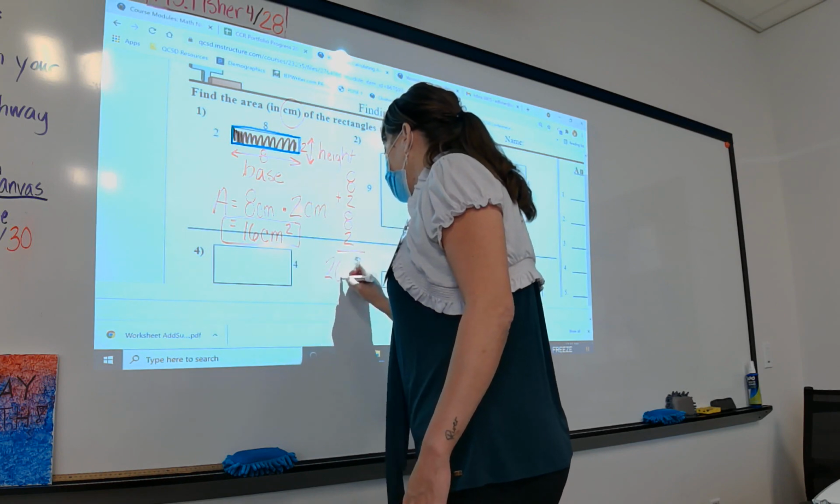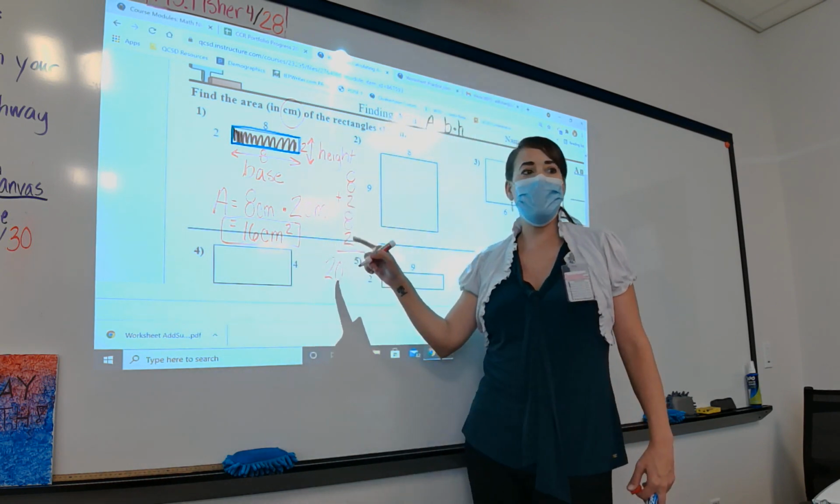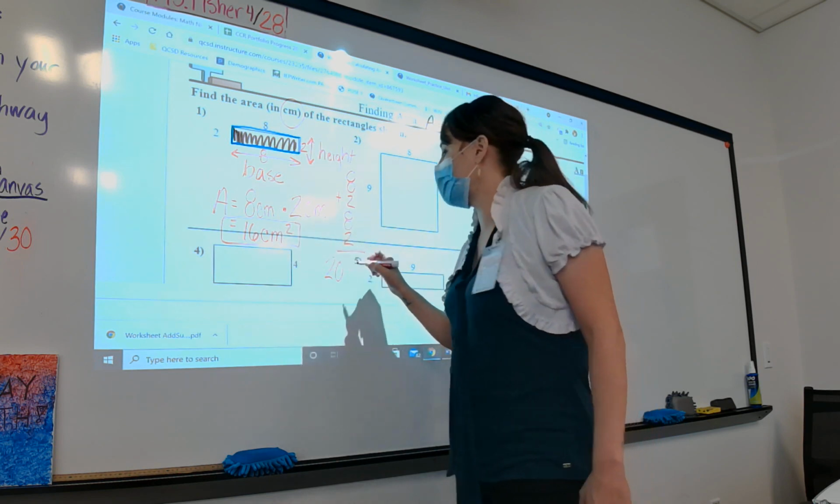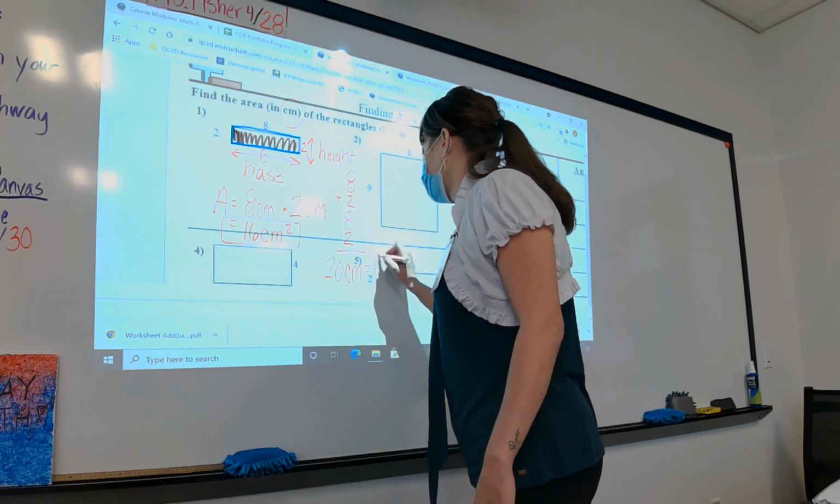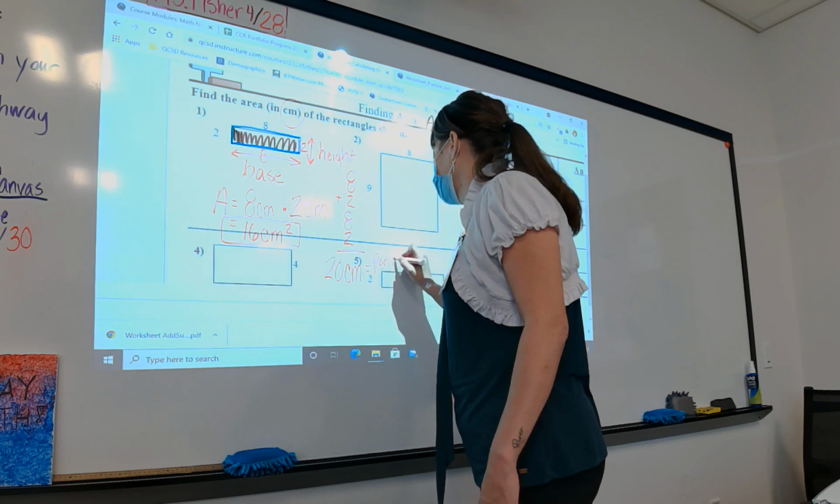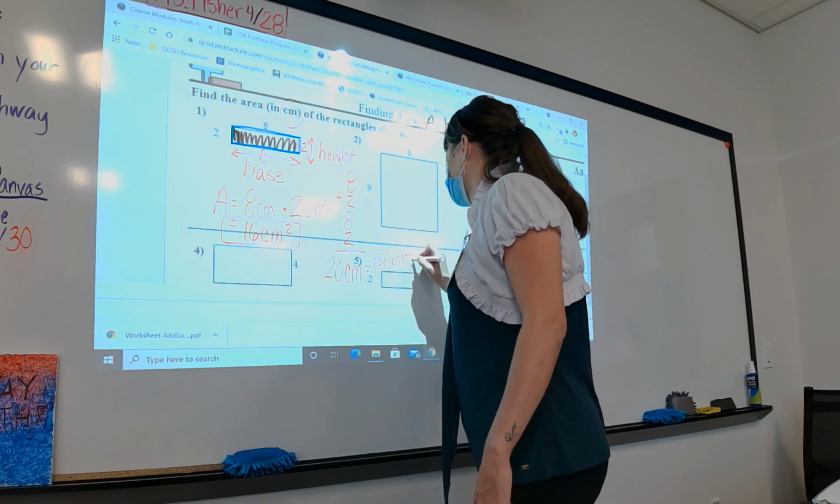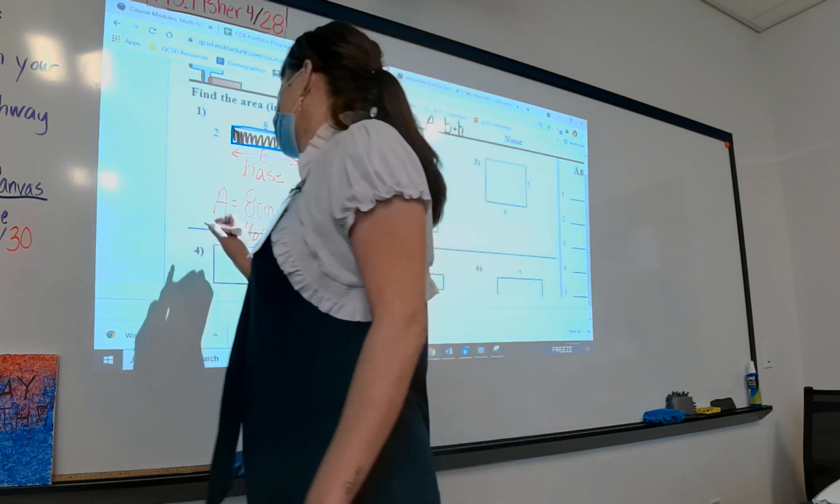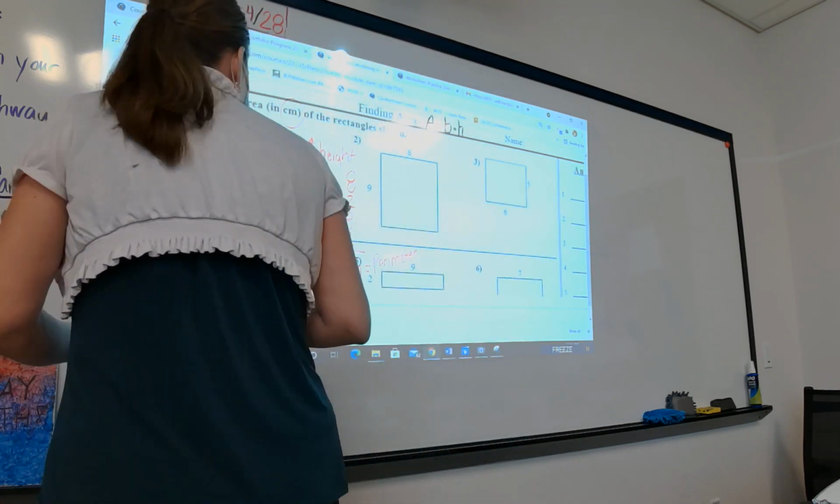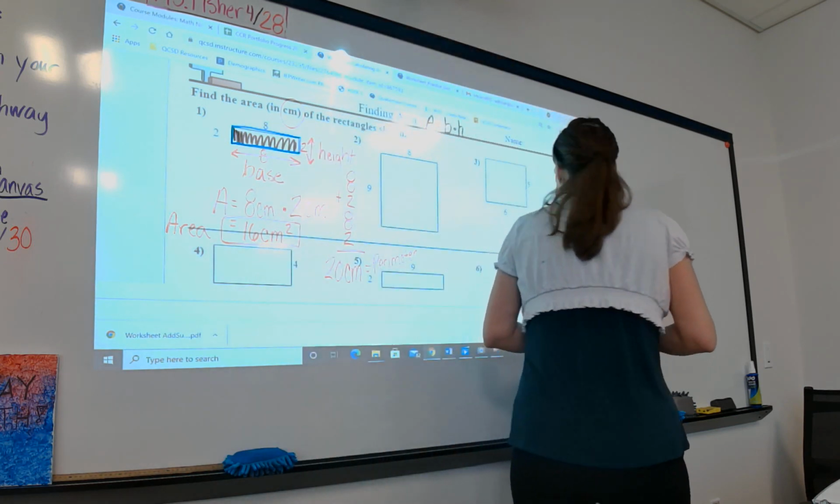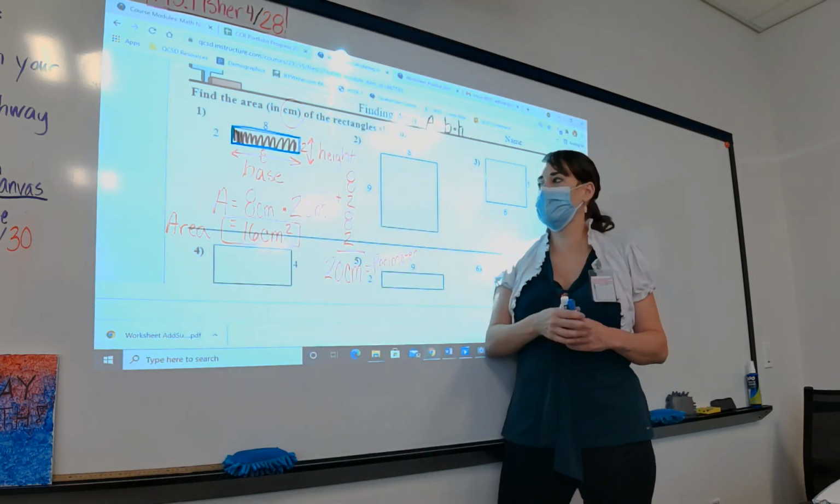But this time, since you're adding and not multiplying, the units is simply cm. Okay, this is your perimeter. And this is your area. So I just wanted to remind you of that.